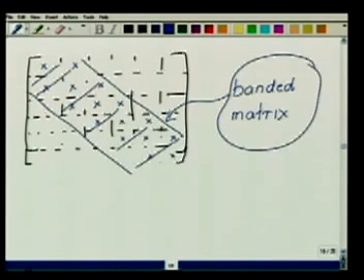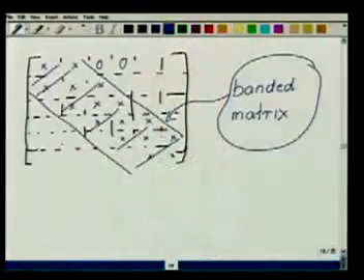This is another very important feature of the finite element method, that the stiffness matrix that you get in the finite element method is generally of this form, where you will have the diagonal entries and some elements in the neighborhood of the diagonal non-zero, and everything else is zero. These are all zero entries. Okay. So this is another very important aspect of the finite element method that we should be aware of.